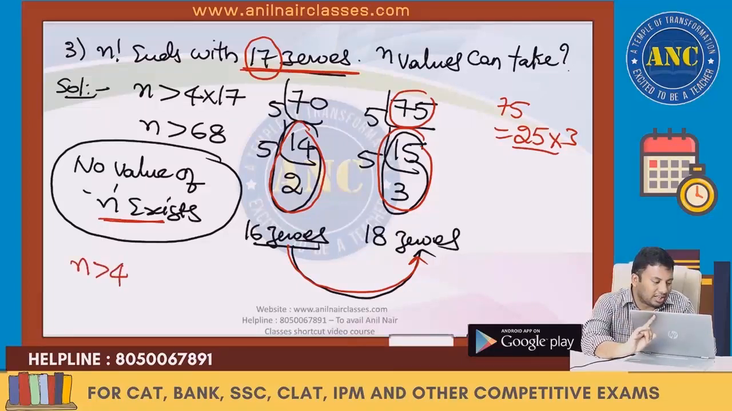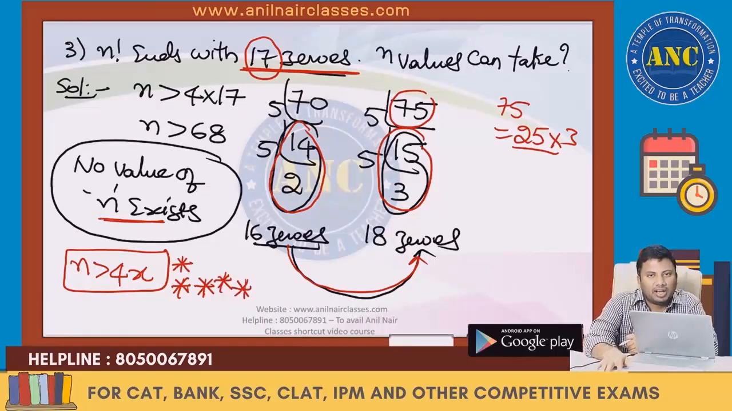N is greater than 4x. Extremely important conclusion to correlate factorial with number of zeros at the end. To correlate factorial with number of zeros at the end, the relationship is n is greater than 4x. I hope the idea is clear.